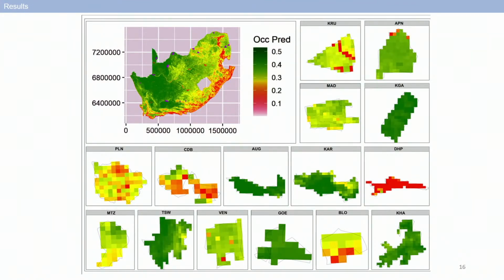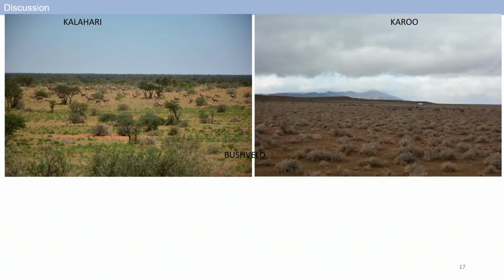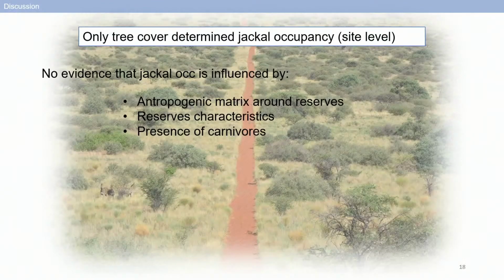If you want to see this explicitly in a map, we can see here all the probability with the best model for the jackal occupancy across South Africa. We basically have also the reserves in each of the areas and the probability of occupancy. We can summarize that map basically saying that Kalahari and Karoo biomes are the biomes where jackals are more prone to be found, instead of the bushveld or some kind of bushy vegetation. So yeah, only tree cover was the main important driver for jackal occupancy at this scale.